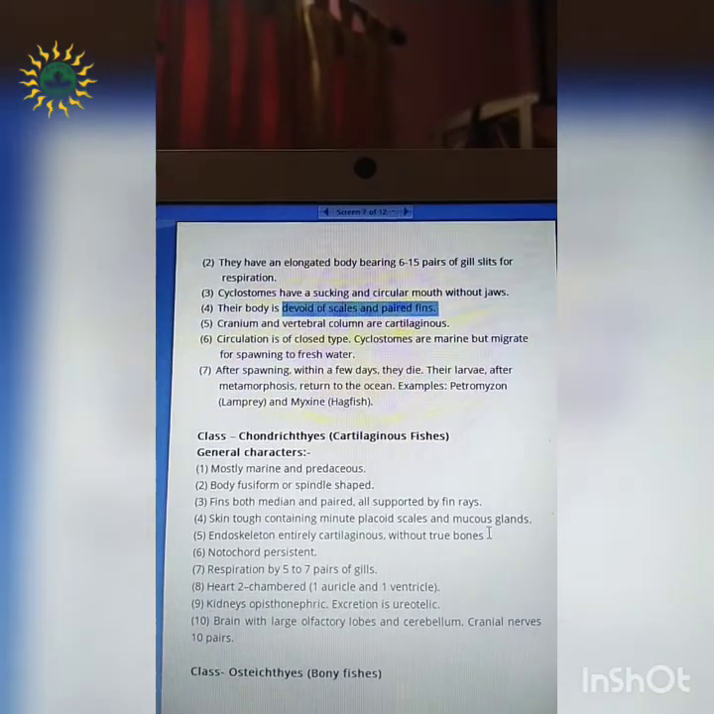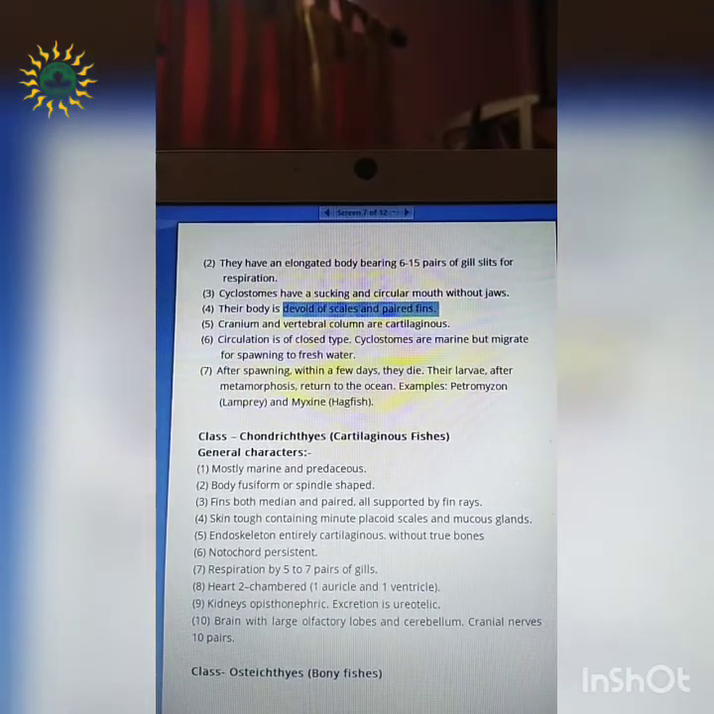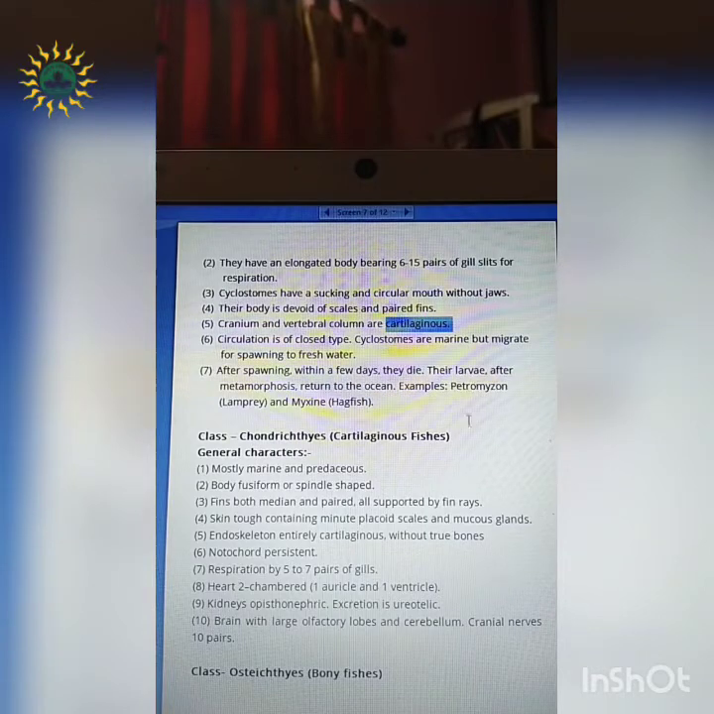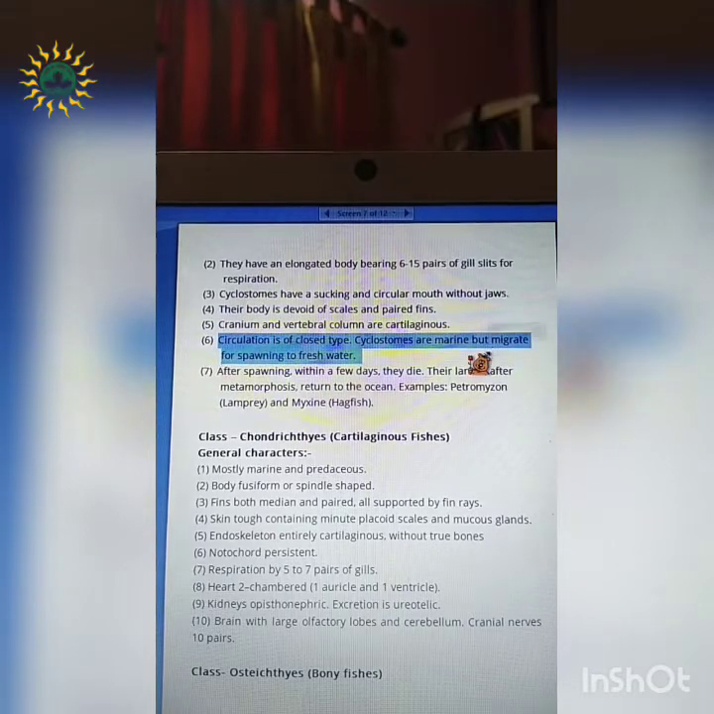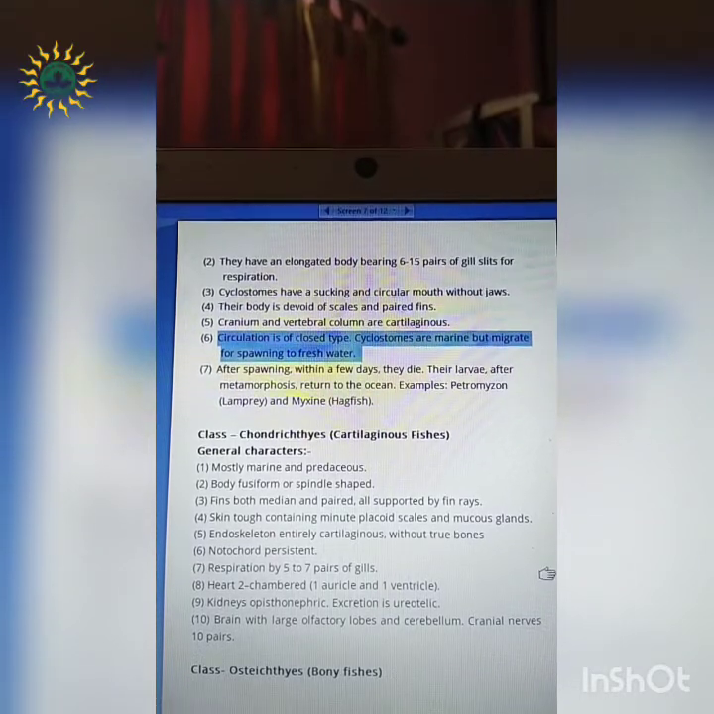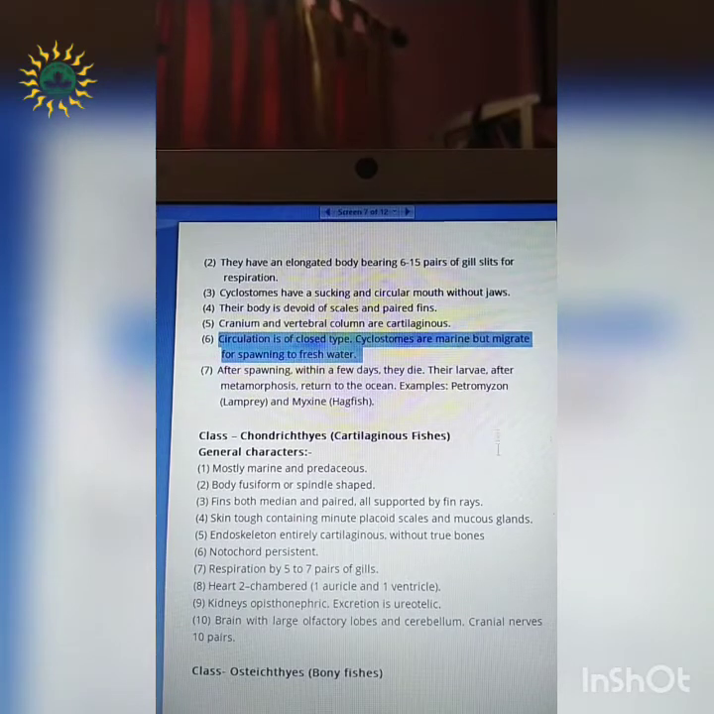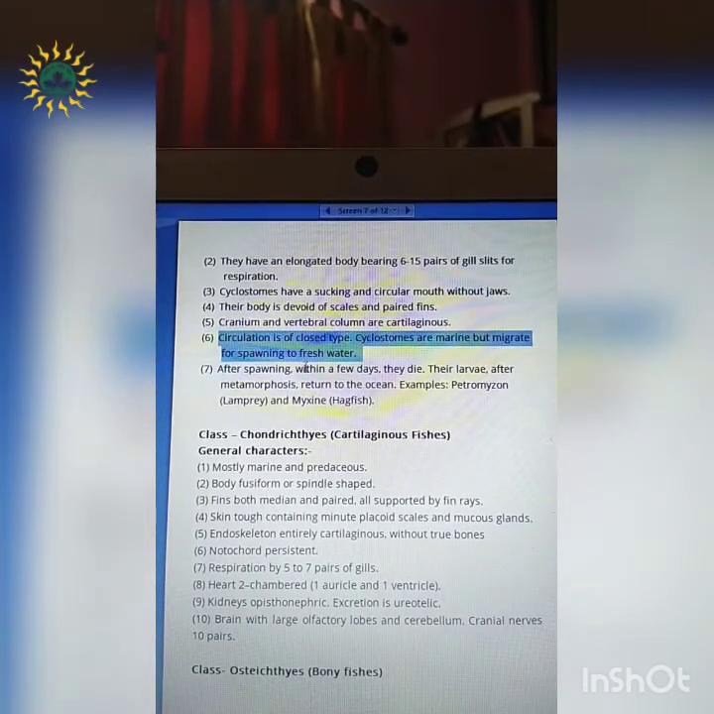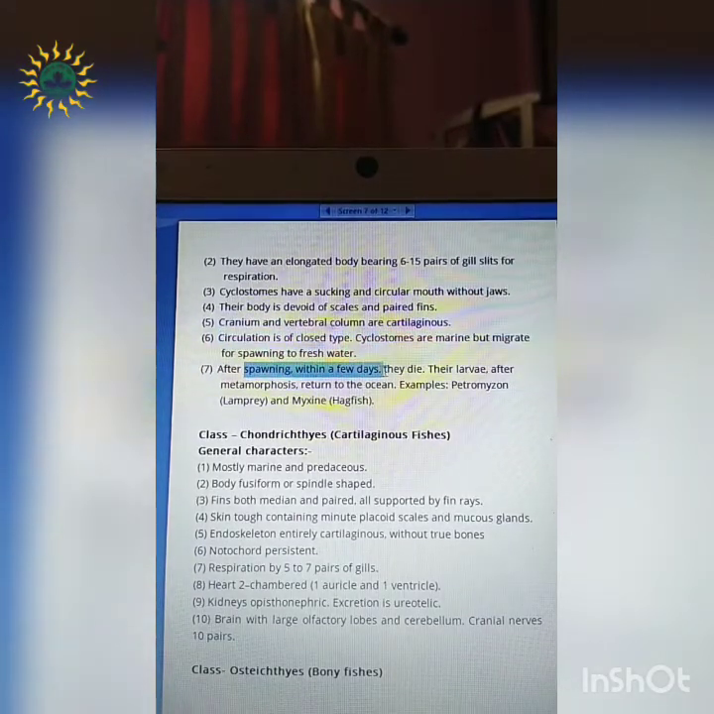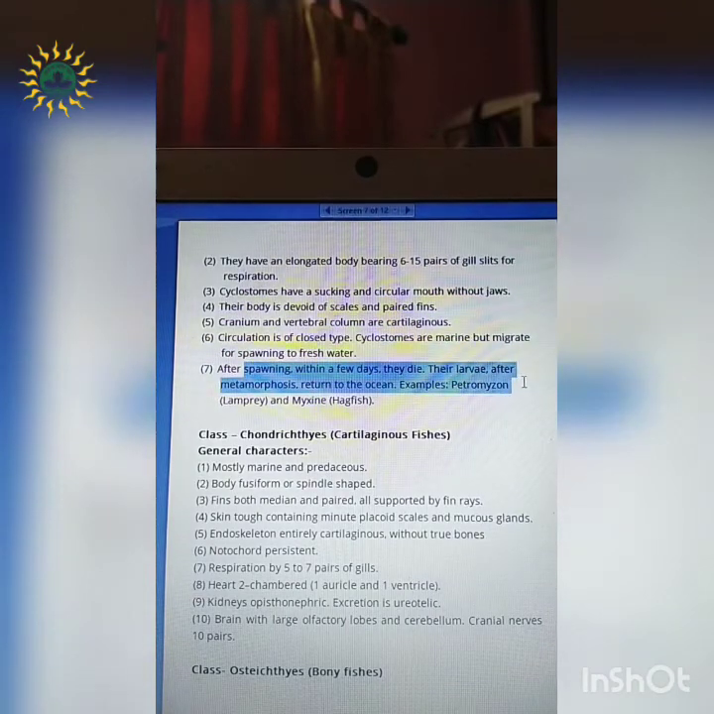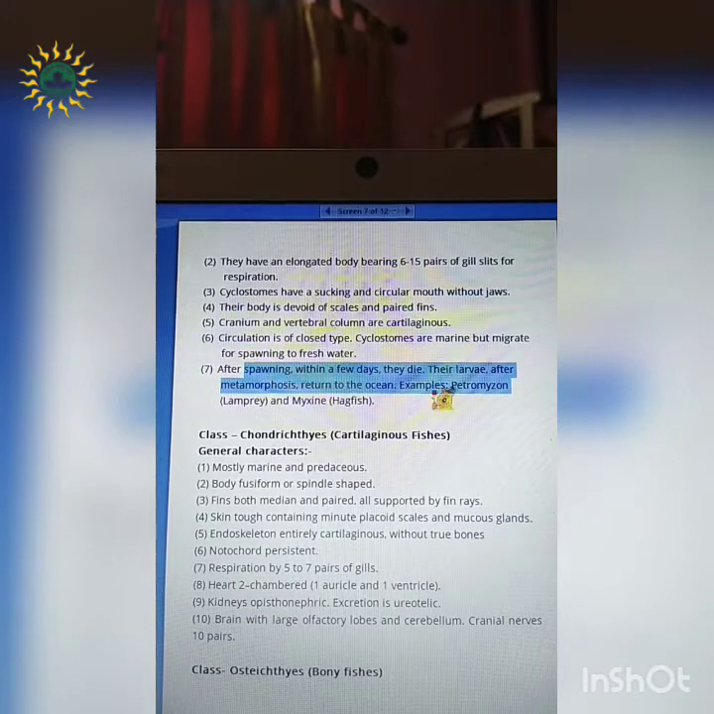The cranium and vertebral column are cartilaginous, that means fleshy in nature. The bone is not present. The circulation is of closed type and the cyclostomes are marine but migrate to fresh water for spawning. Spawning means development of the new fishes, the baby ones. After the spawning, within a few days they die, and the larva, after metamorphosis, return to the ocean, right? So this process continues.